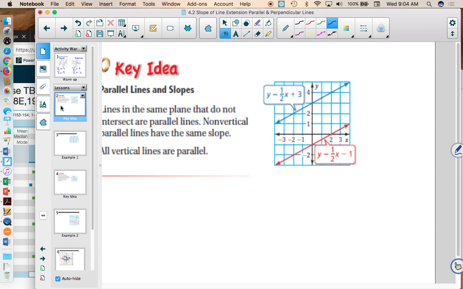Parallel lines always have the same slope. Okay? The equation of the lines are different, but the minute you see that the slope is the same, you know those lines have to run parallel. The minute you see the slope is the same, the lines will run parallel.